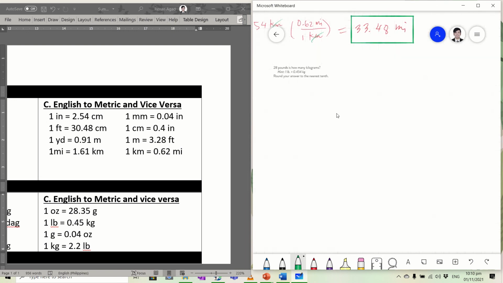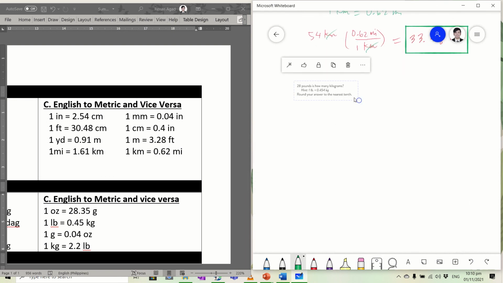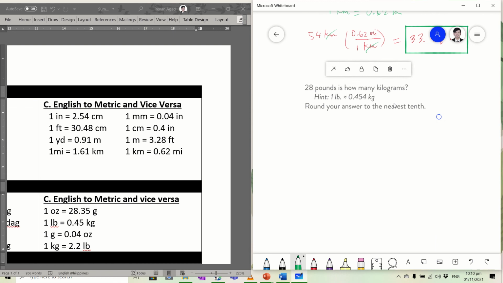Okay, let's have our last example. 28 pounds is how many kilograms? Unfortunately, we're already given a hint, so we don't have to use our summary of conversion factors anymore. So we just use this. We will do the conversion right away. So 28 pounds multiplied by, okay, that's 1 pound to kilograms right away.